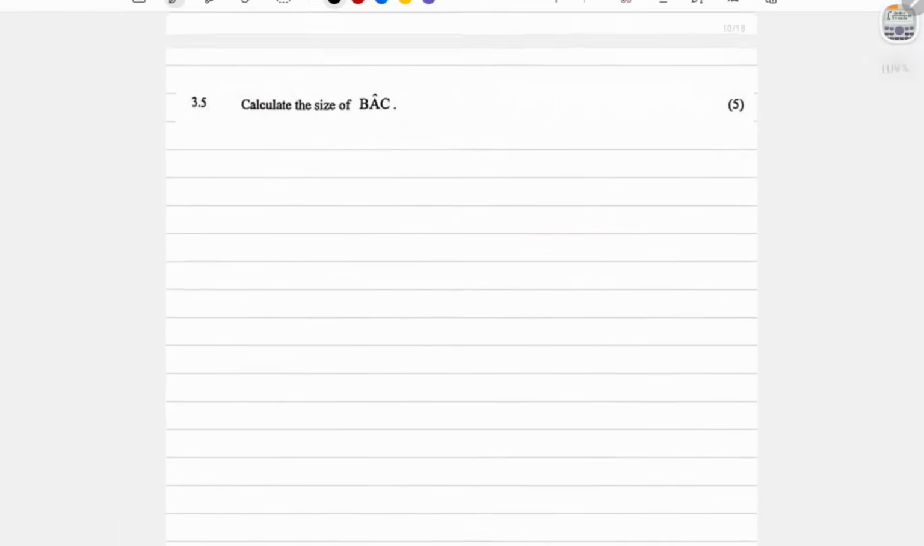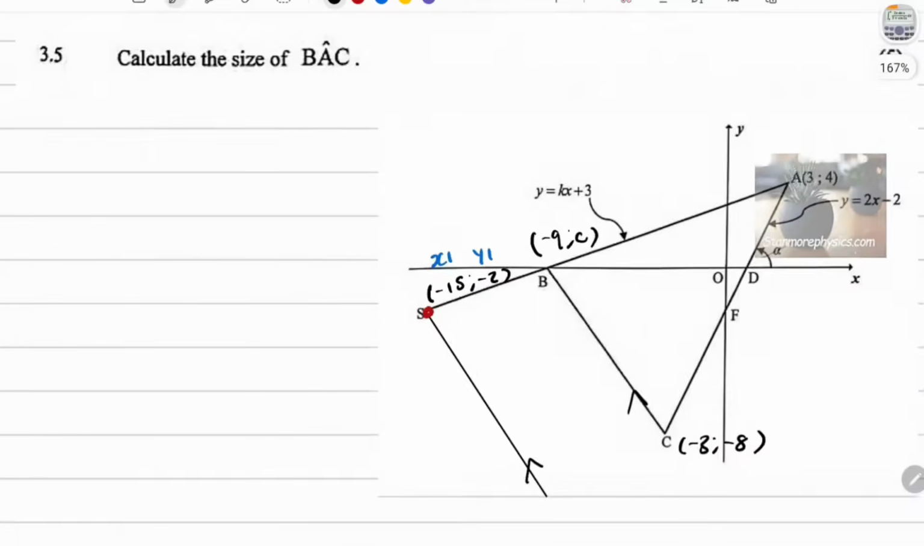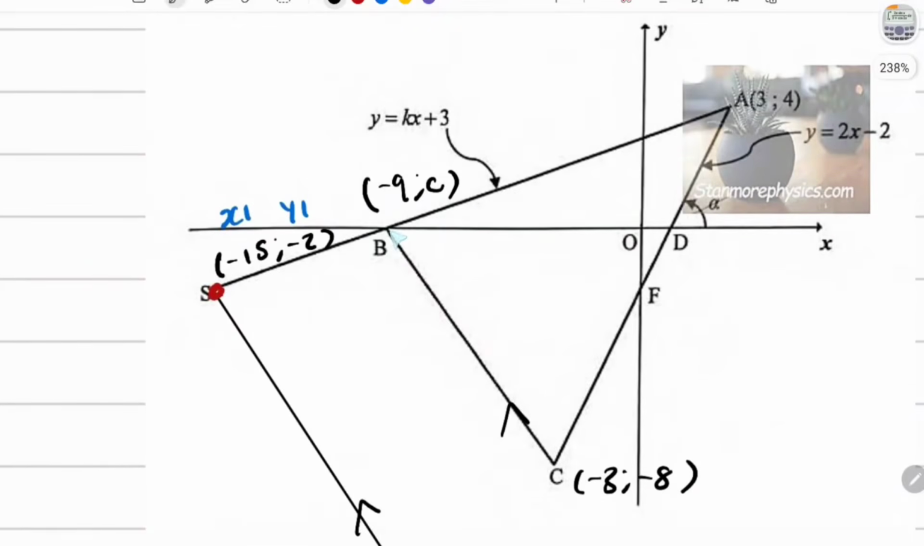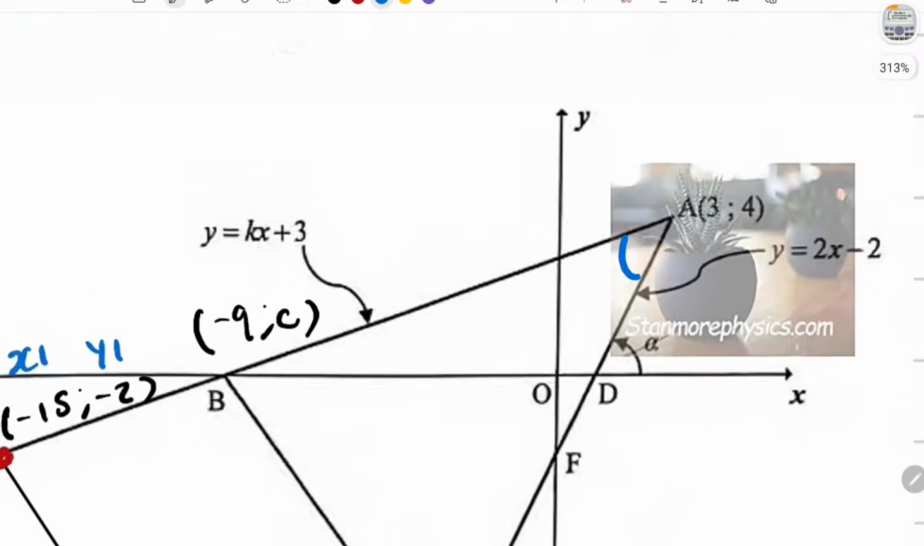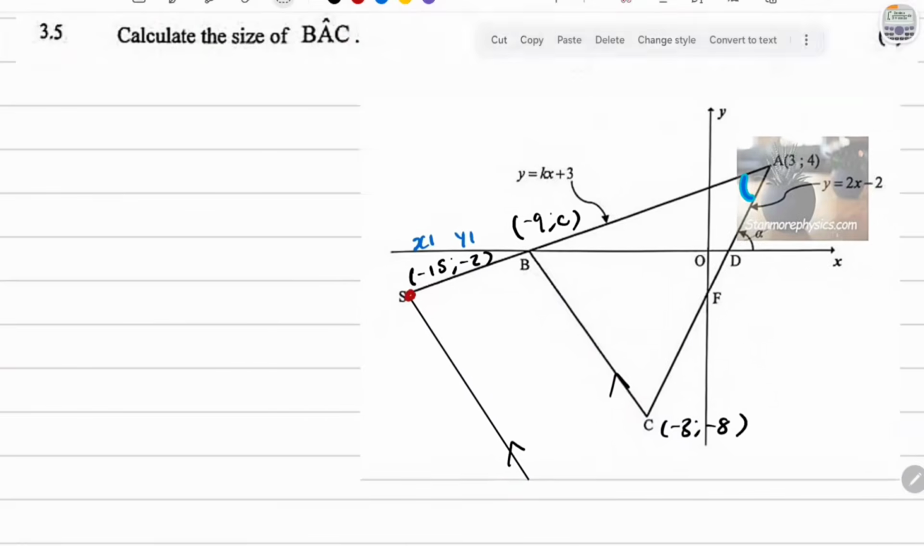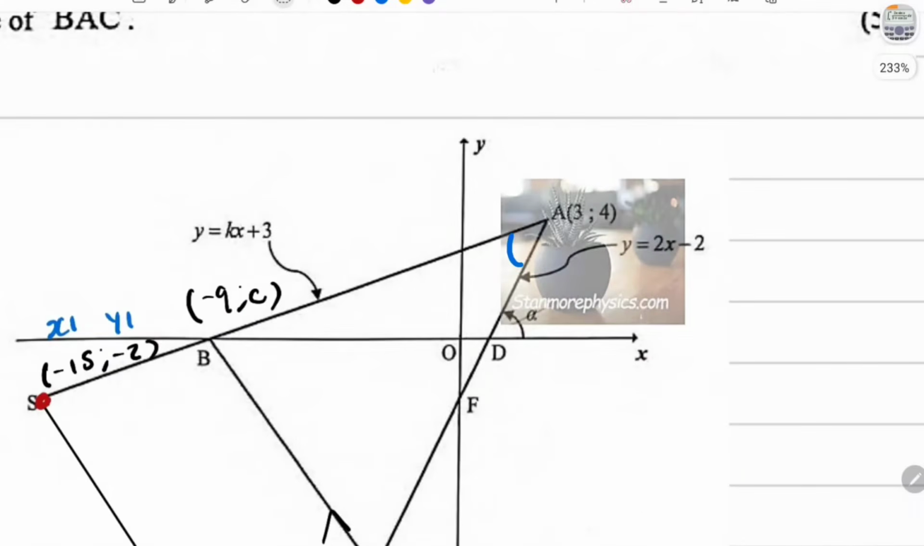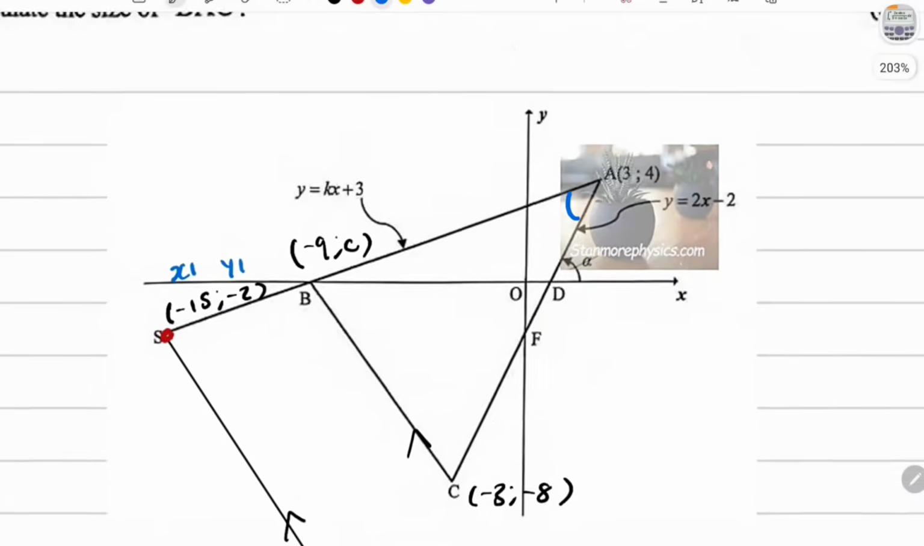So the next question, 3.5, says, calculate the size of angle BAC. Okay, again, we need a diagram. So here's our diagram, and they want us to find the size of angle BAC. So really just this angle over here. Okay, so what we can use to find this angle is really the angle of inclination. So I'm going to move this shape here because I just need a little bit of space.